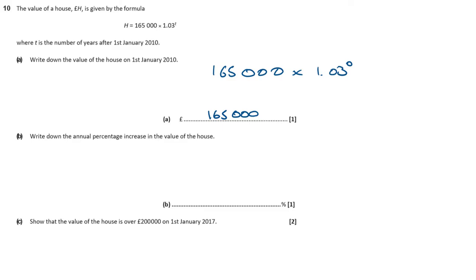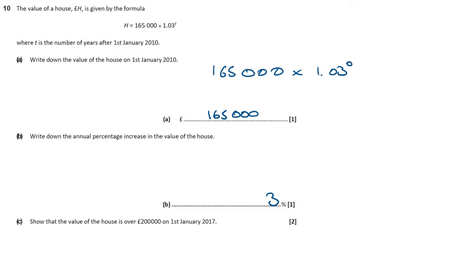Okay. What is the annual percentage increase of the house? Well, I'm multiplying through by 1.03 each time. Okay, so that is 103%. So that means the increase, annual percentage increase, is going to be 3%.